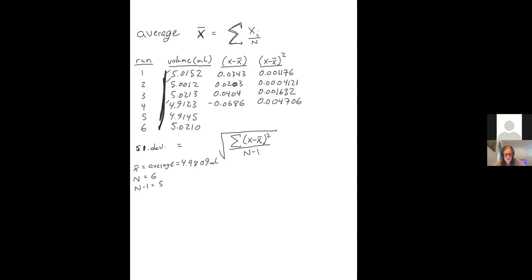Let's take the fifth one, 4.9145, subtract 4.9809. Again, we got a negative number here, but that's okay, particularly since we're going to square it anyway. There's nothing wrong with negative numbers. That just tells you one's larger than the other.